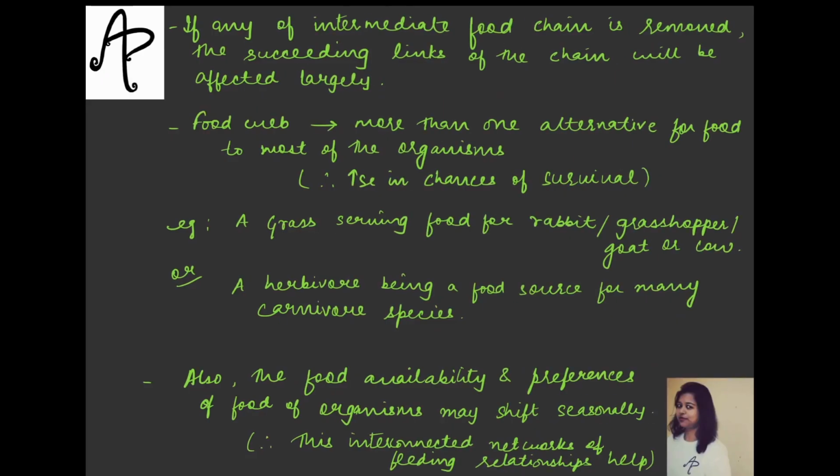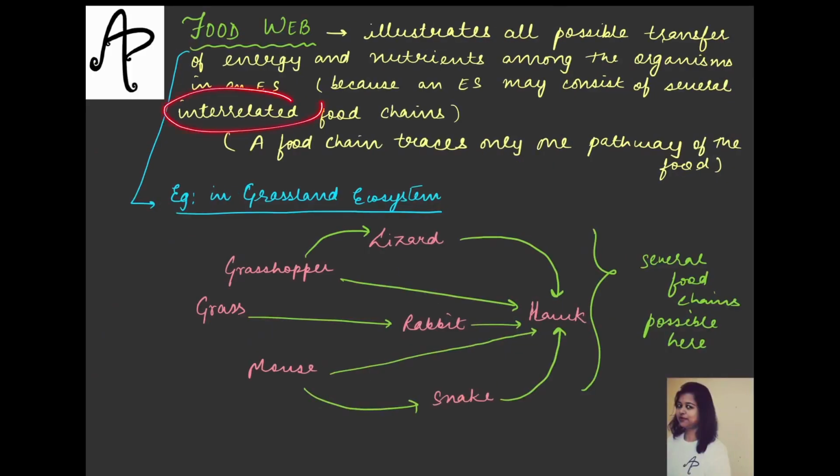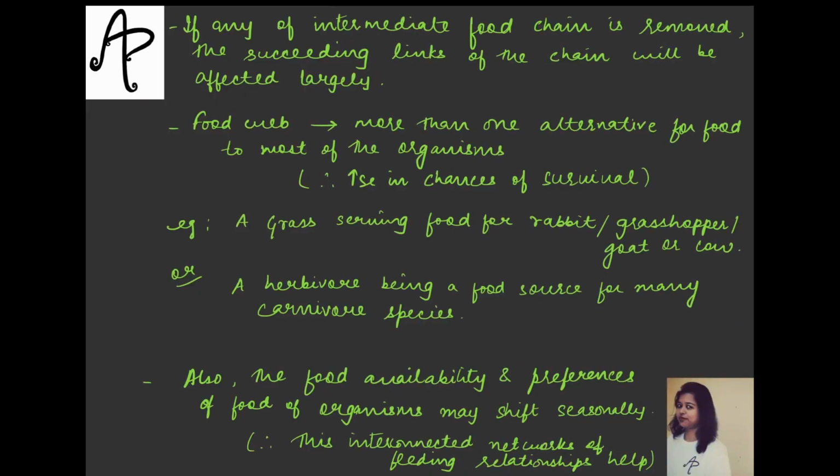Now we also need to understand that if any of the intermediate food chain is removed, यहीं पे बीच में कोई भी फूड चेन अगर रिमूव हो जाता है, then the succeeding links of the chain will be affected very largely. Why? Because the term that we have used is interrelated. So if they are interrelated and anything in between is missing, then it will be a problem for the other food chains also. The other links will also be disrupted and affected on a very large basis, in a very negative manner.